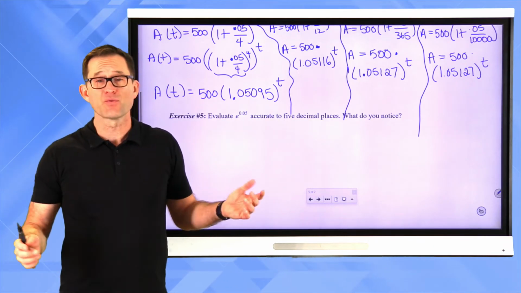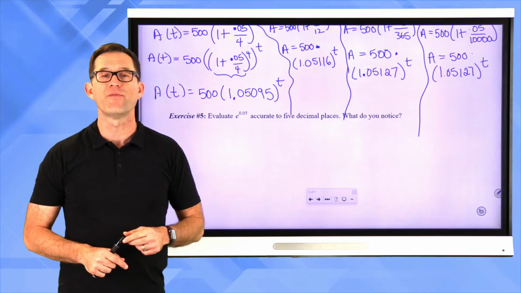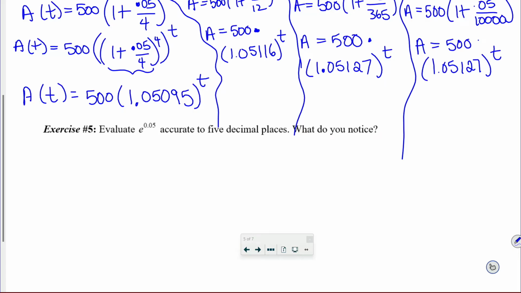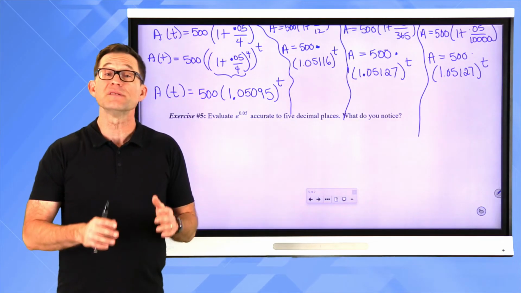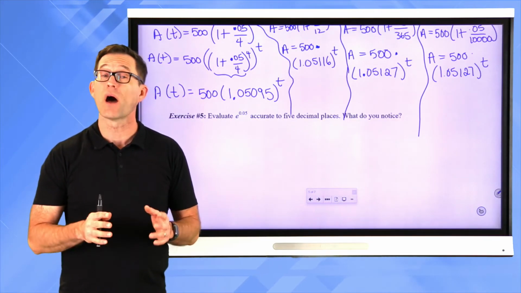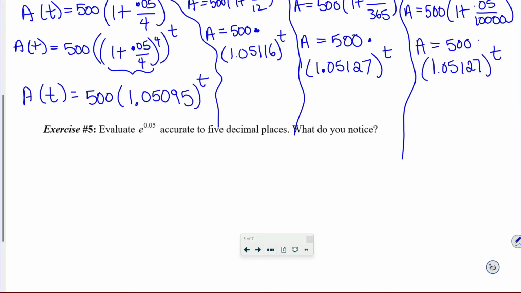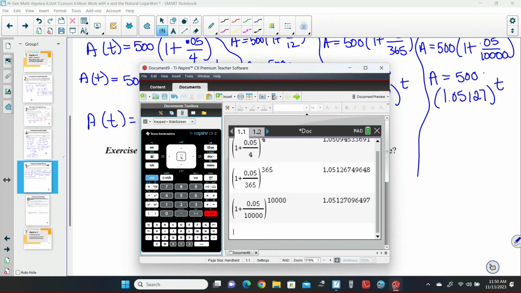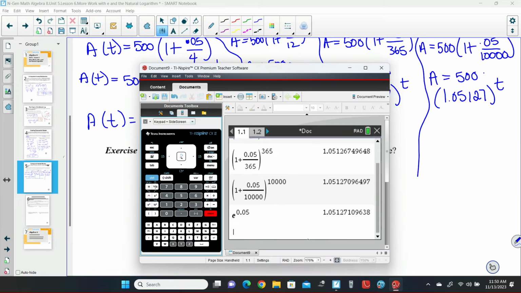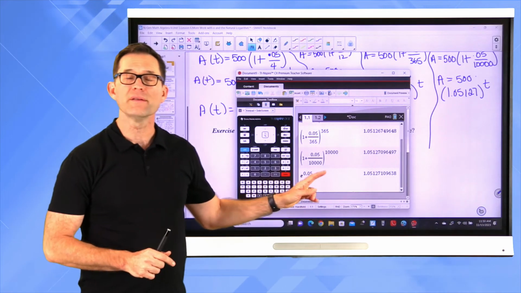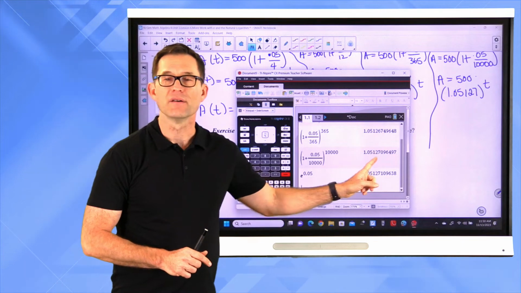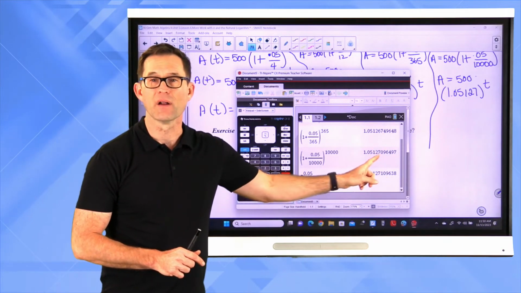Take your calculator out and just raise e to the 0.05 and see what you get. Notice this is e to the 0.05, not e to the 1.05. And if we do that right here, e to the 0.05, look at that. It is almost exactly this number.